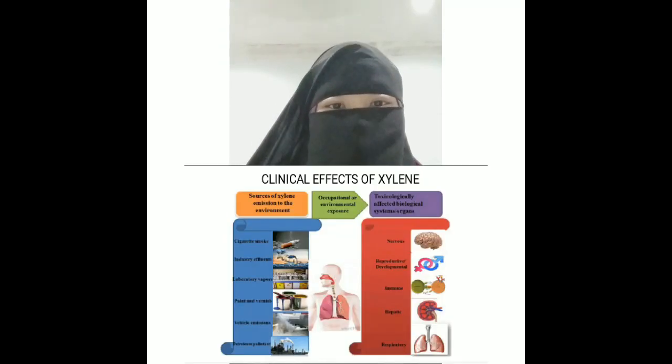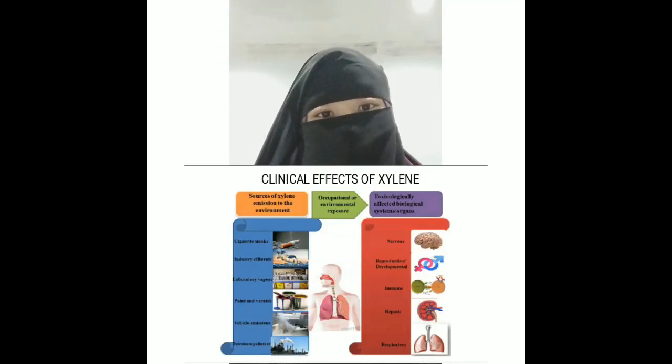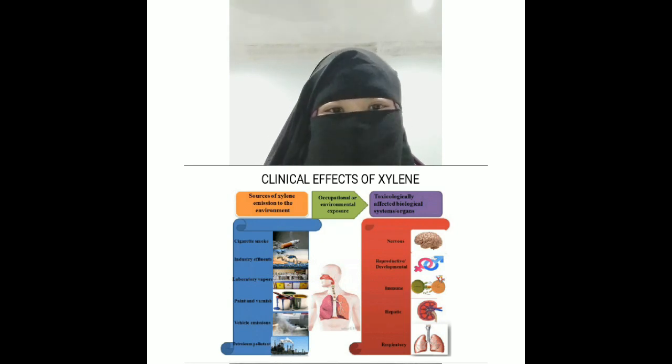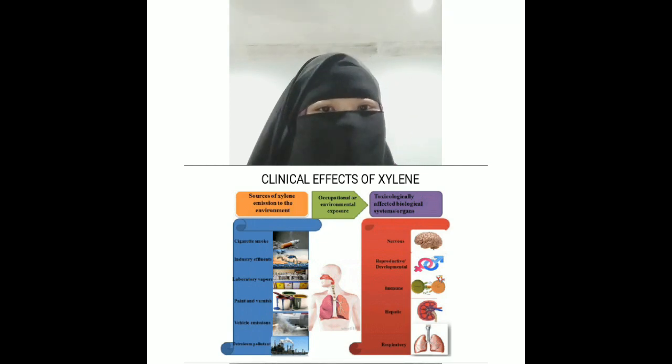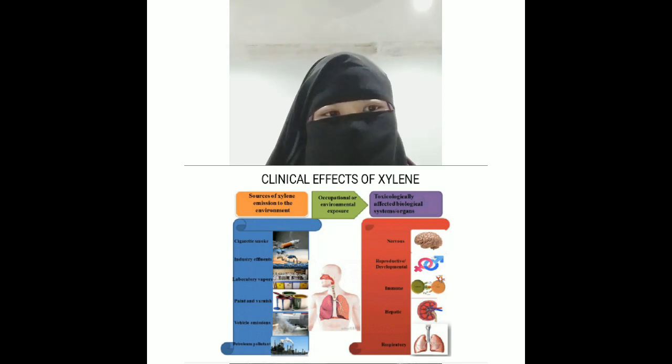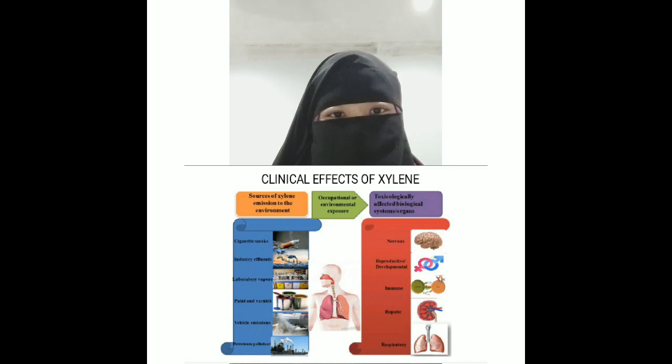We'll continue the presentation with the clinical effects of xylene. First of all, we need to know the sources of xylene emissions to the environment. What are the sources of xylene? The first is cigarette smoke. Second is industry effluents. Then there are laboratory vapors, paint and varnish, vehicle emissions, and petroleum pollutants.